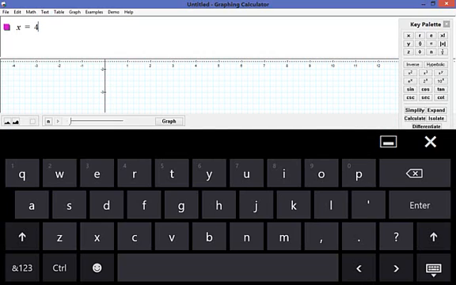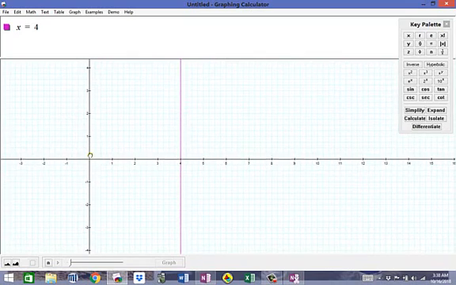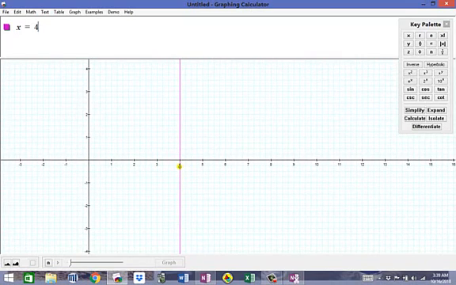And notice, look right here, it's the purple line. You notice that it goes through the x-axis at 4. It's vertical, up and down, because y can be anything, while x is always equal to 4. So you can go 4 units to the right and up and down any distance. So when you have x equals a constant, it's always a vertical line.